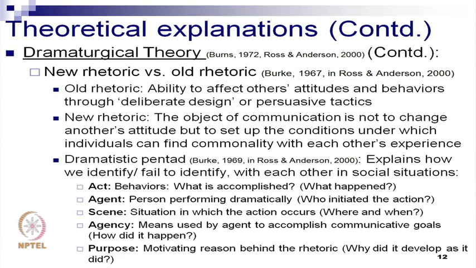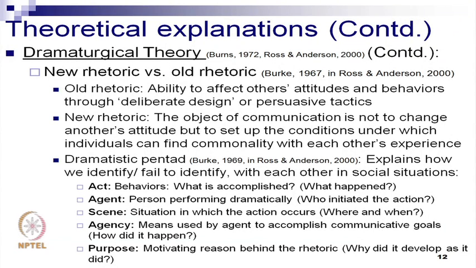Okay, the dramatistic pentad was given by Burke in 1969. This explains how we identify or fail to identify with each other in social situations. We have acts, which is what happened, or behaviors, what is accomplished. The agent here is the person performing dramatically, who initiated the action. Scene, the situation in which the action occurs, where and when did this happen. Okay. Agency is the means used by the agent to accomplish communicative goals. How did whatever happened happen? Purpose is the motivating reason behind the rhetoric. Why did it develop as it did?